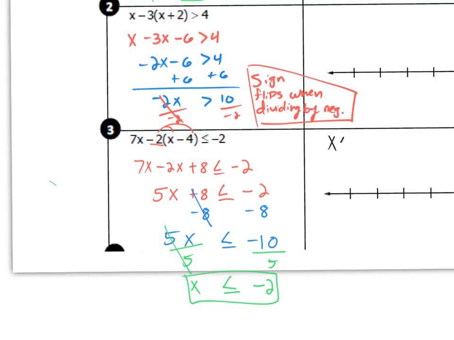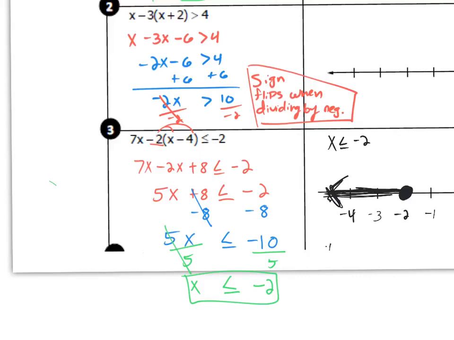So if I have x is less than or equal to negative 2, I've got negative 2, negative 1, negative 3, negative 4. I can do this from here. So this is where I've got that solid filled in dot because it could be equal to. And then I'm going to shade everything less than that and make this big arrow.